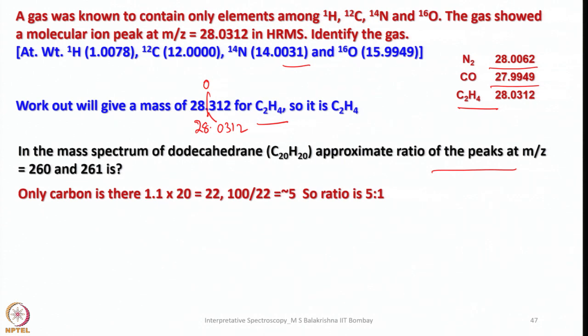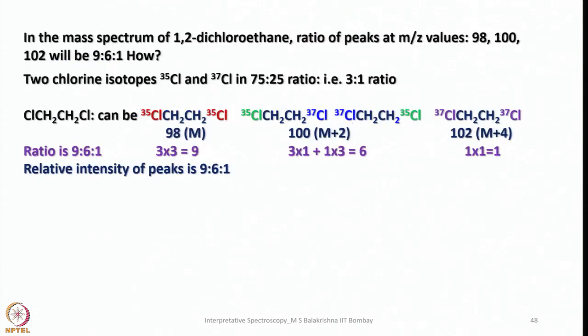So here only carbon atoms are there, and C20H21. If we consider only one carbon, 1.1 into 20 will be 22. So the other will be 100. If you take the ratio of these two, it will be 100 by 22, which is approximately 5. So the ratio should be 5:1, that is the answer. So the approximate ratio of the peaks is 5:1. This is how some of these simple problems can be understood and solved without any problem. Okay, now another example here.